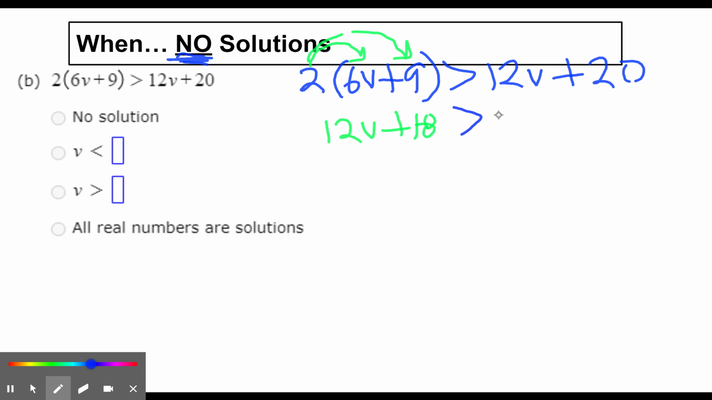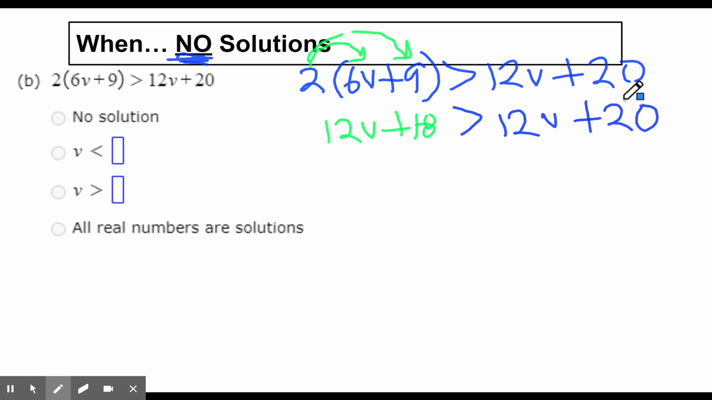And I'm going to bring down everything that I had before. So I bring down my 12v plus 20. All right, now that I've simplified both sides fully, I need to get my variable to one side, so I'm going to subtract 12v from both sides. That's going to cancel, leaving me with the statement 18 is greater than 20.